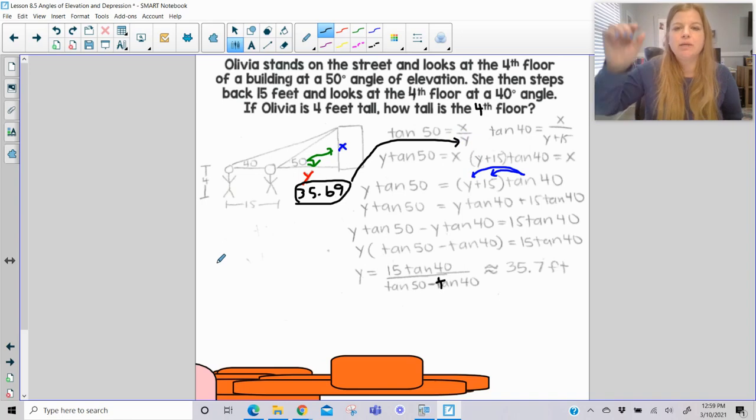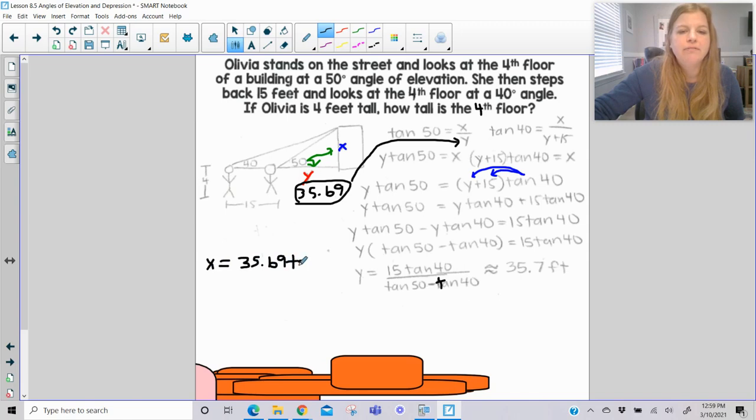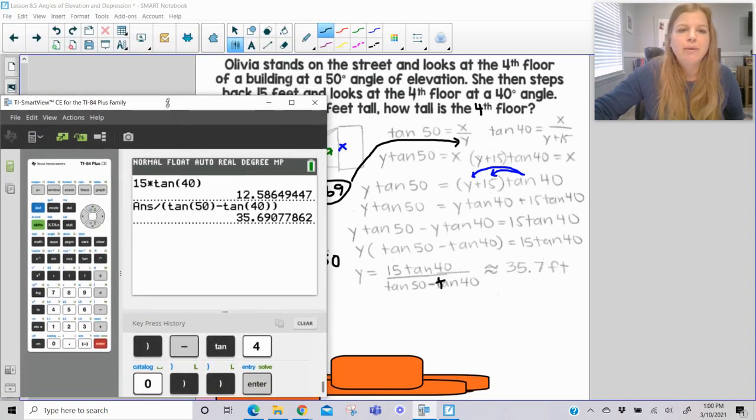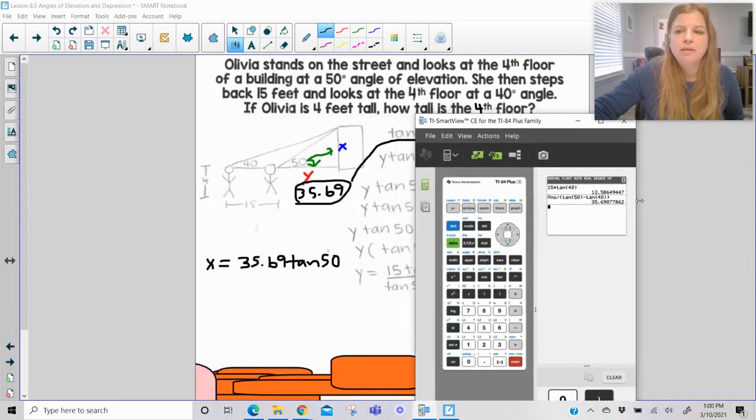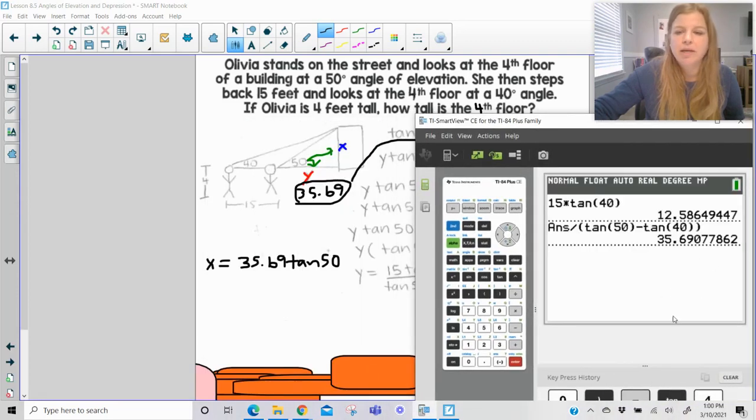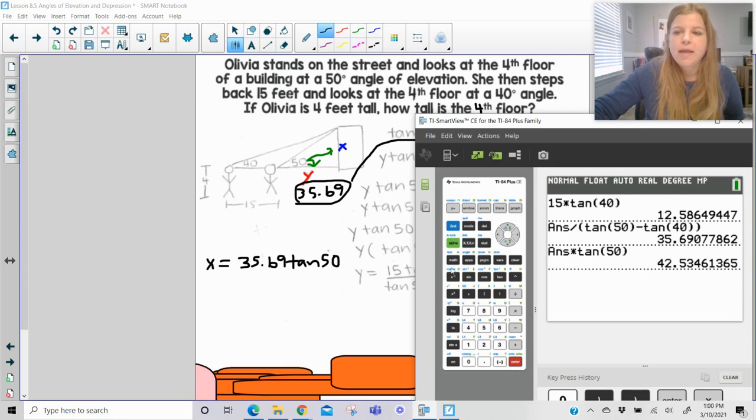So tan 50 is equal to x over y. So that means x would be equal to that number of 35.69 multiplied by tan 50. And a good idea is always, guys, whatever you have in your calculator, just leave it there because you may need it later. So right now I have that value. I didn't mess with it. And now I can just take that fresh value, multiply it by tan 50. And so my x is now 42.53.